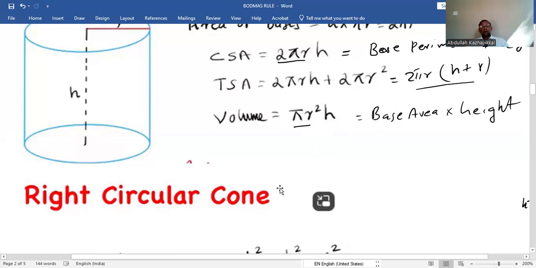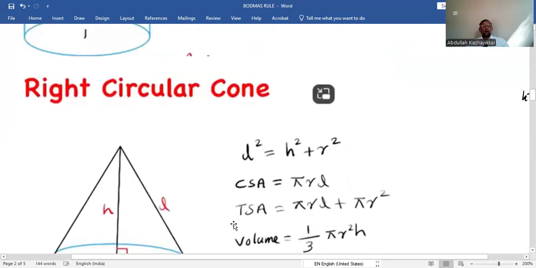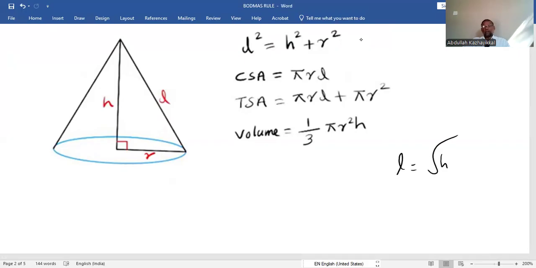Base area into height. Now, write circular cone. Listen, cone. I told you L is the slant height. I showed you the cone. Here inside is H and here is R. L square, Pythagoras theorem: L square is equal to H square plus R square. From that, you are getting L. L is equal to root of H square plus R square.